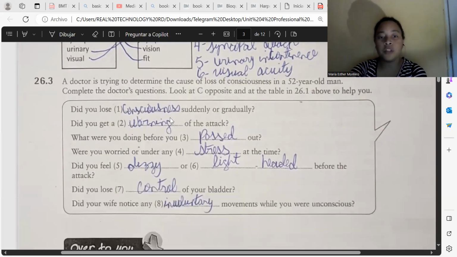Did you lose consciousness suddenly or gradually? Did you get warning of the attack? What were you doing before you passed out? Were you worried or under any stress at the time? Did you feel dizzy or lightheaded before the attack? Did you lose control of your bladder? Did your wife notice any involuntary movements while you were unconscious?